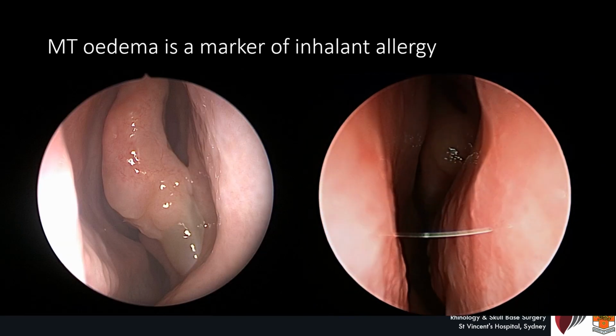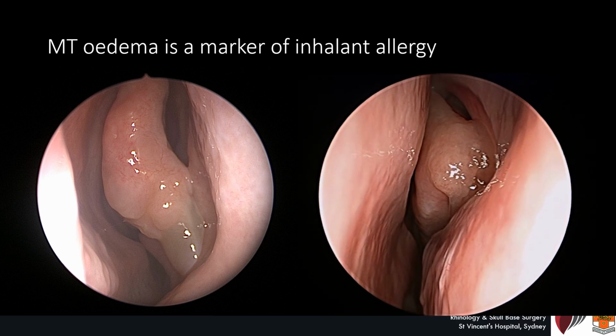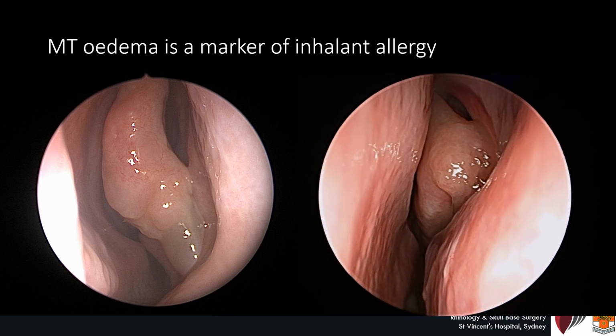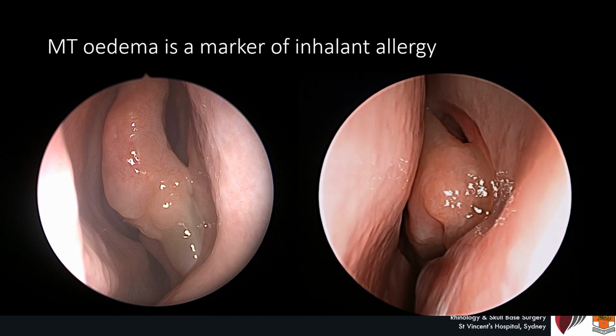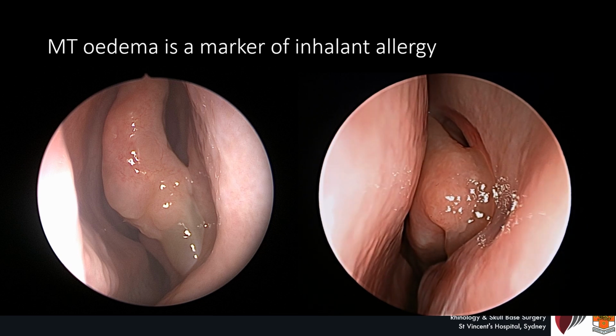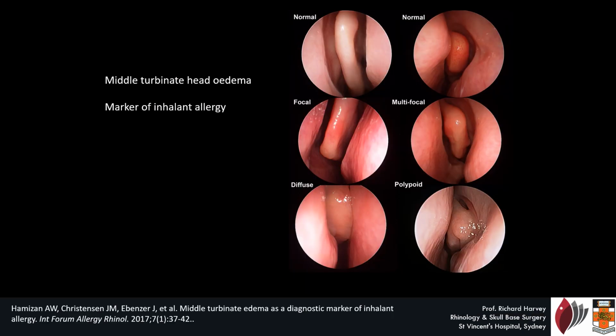How do we pick it up? Middle turbinate head edema is an incredibly strong sign of inhalant allergy. So here are two examples in which maybe some physicians might call polyps. It is not, though. It is a polypoid edema of the middle turbinate, and this is a strong marker for inhalant allergy.